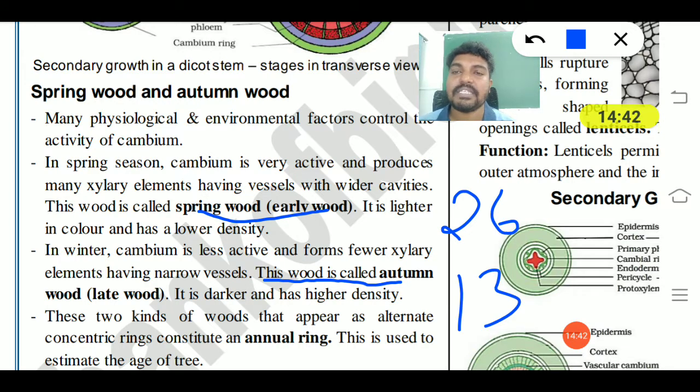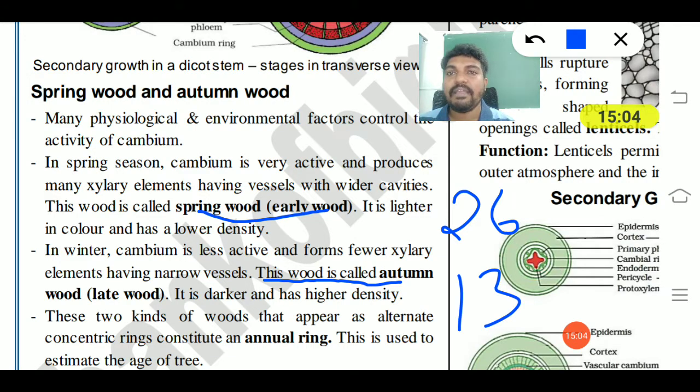One is the spring season, another is the autumn season. So collectively we call it 1 year. 26 rings means it is 13 years. 24 rings means it is 12 years. 10 rings means it is just 5 years. Got it? So it is not 26 years, it is 13 years.